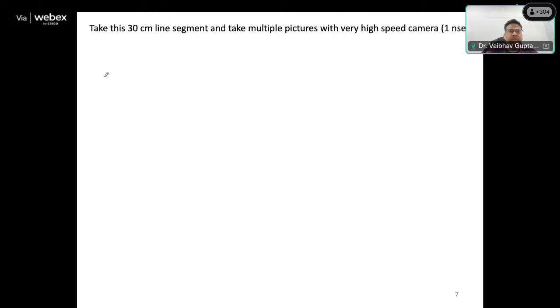So now I'm trying to improvise my setup. Now I have this laser, right? And in front of this laser, I have a 30 centimeter beam segment. And I have a very high speed camera that can click pictures every nanosecond, and I'm taking pictures with this high speed camera of this 30 centimeter line segment. And I would actually like to know how the distribution is.